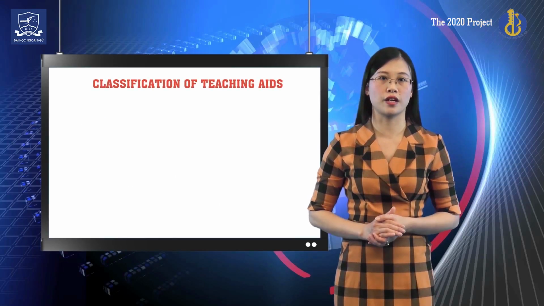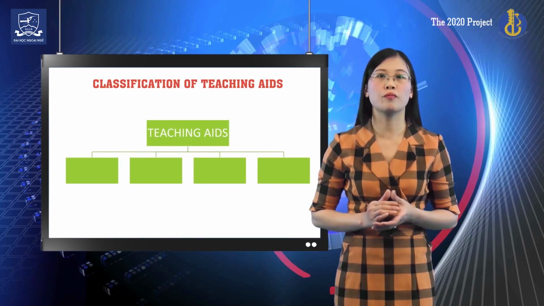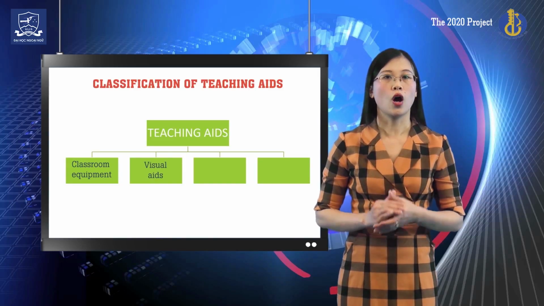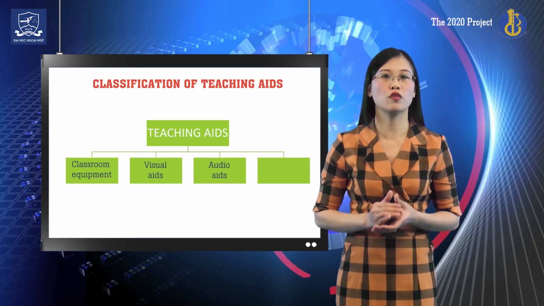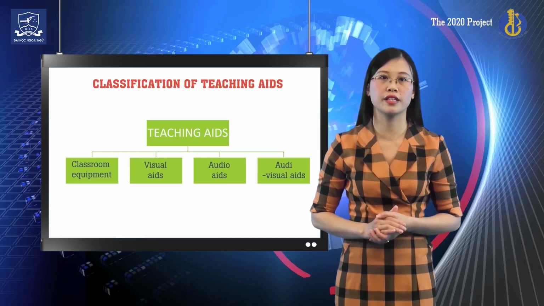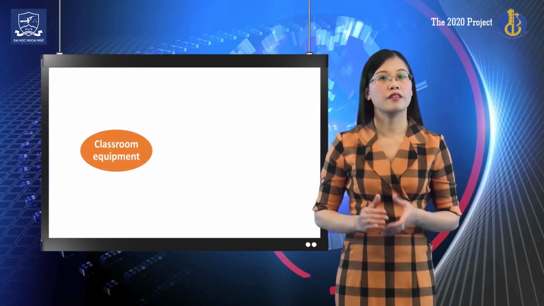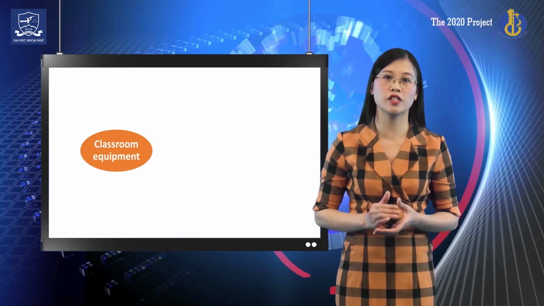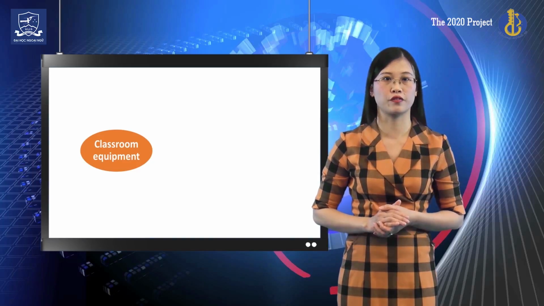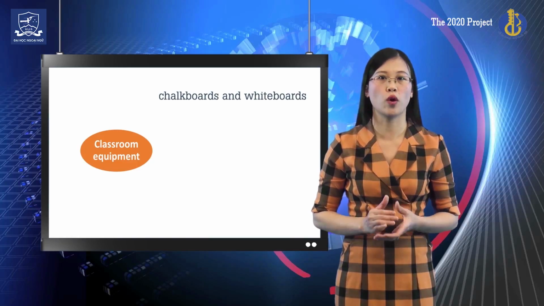Teaching aids are classified into 4 main types: classroom equipment, visual aids, audio aids, and audio-visual aids. Let's take a look at some examples of these teaching aids. The first type of teaching aids is classroom equipment, which includes devices available and ready for use in a classroom, such as chalkboards and whiteboards.